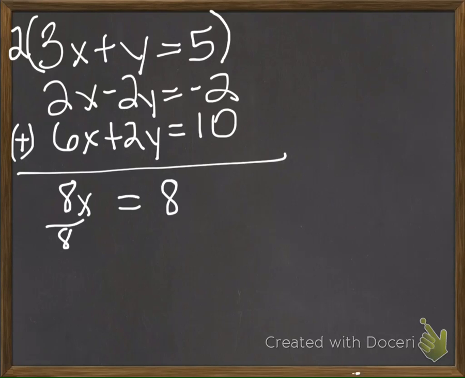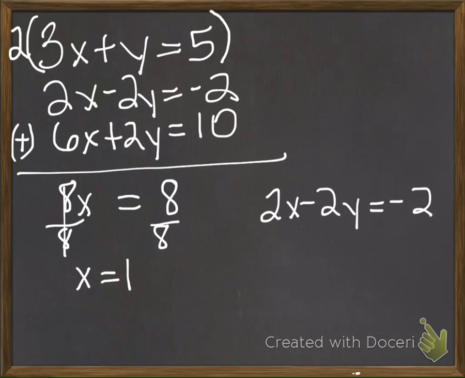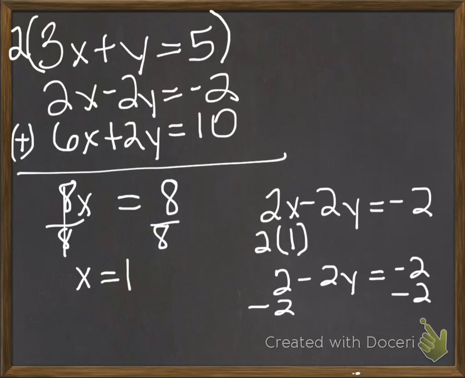So divide by 8. What is x? X equals 1. Okay? Now you have to substitute it back into one of the equations to get your y. I'm just gonna pick 2x minus 2y equals -2. And when I substitute that 1 in, it goes right here. So then I have 2 times 1 is 2 minus 2y equals -2. Then minus 2 minus 2. These cancel, and I'm left with -2y equals -2 minus 2, which is -4. And that would give us y equals +2.